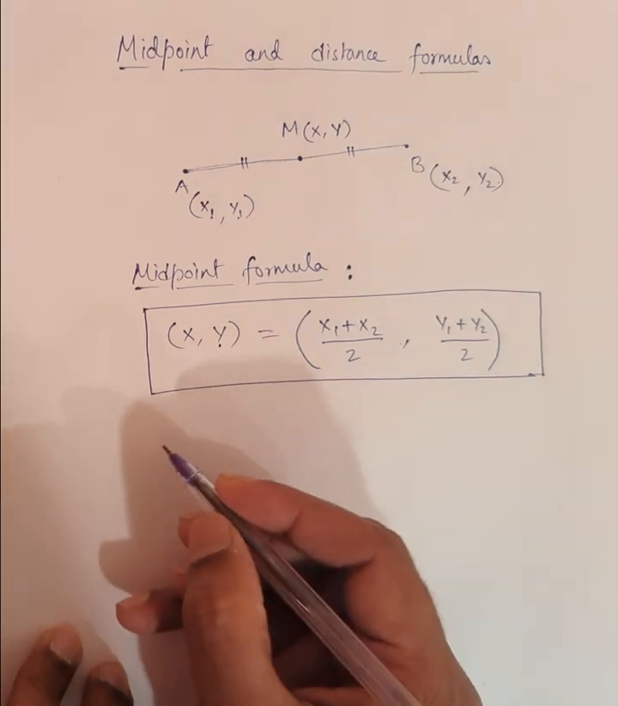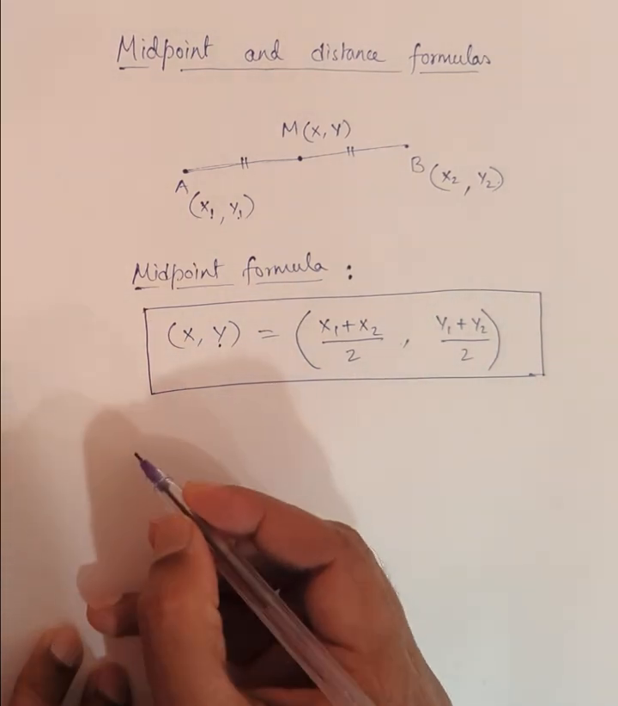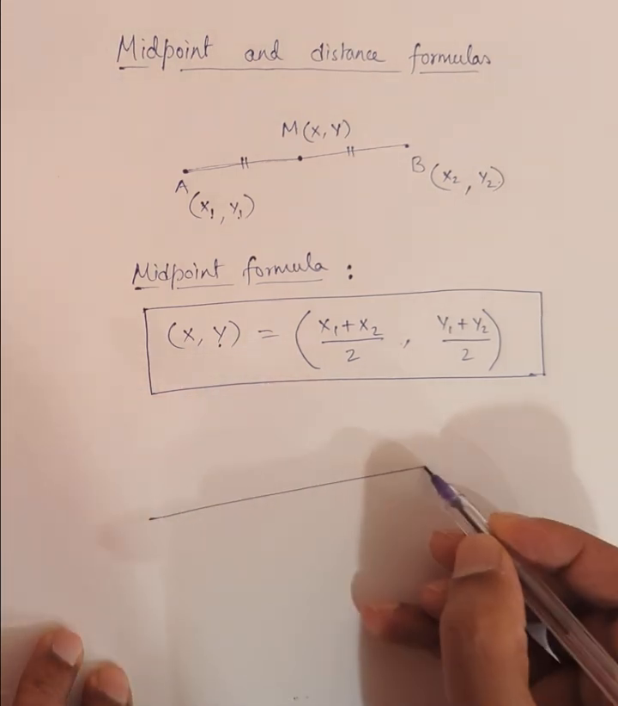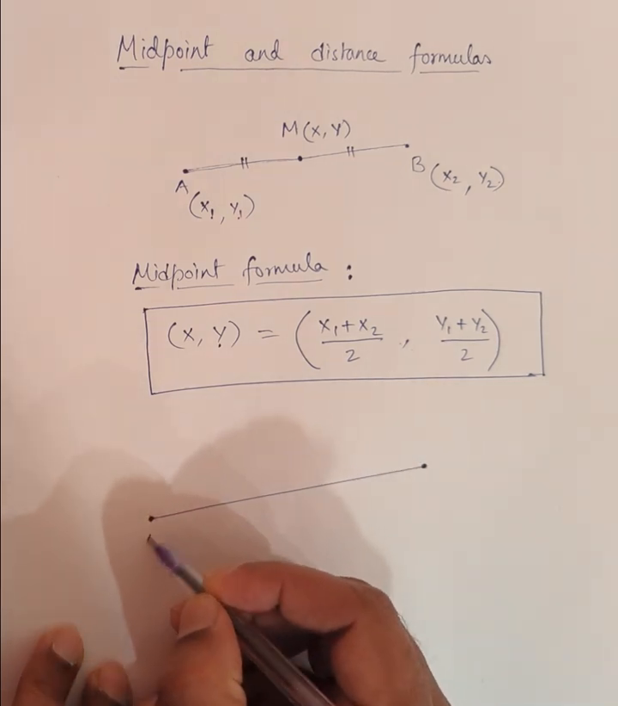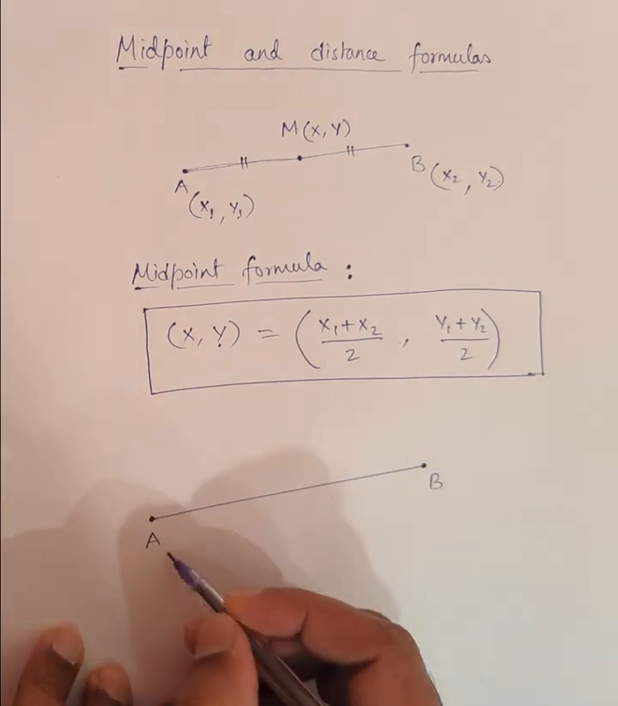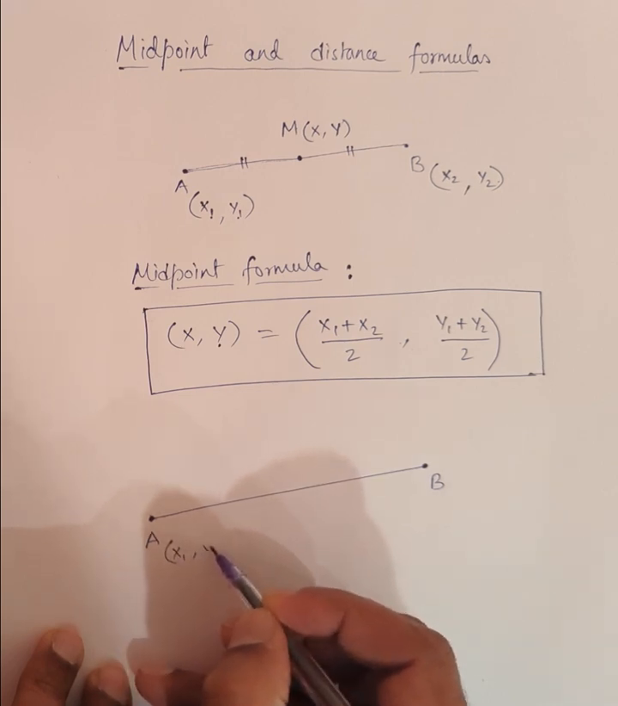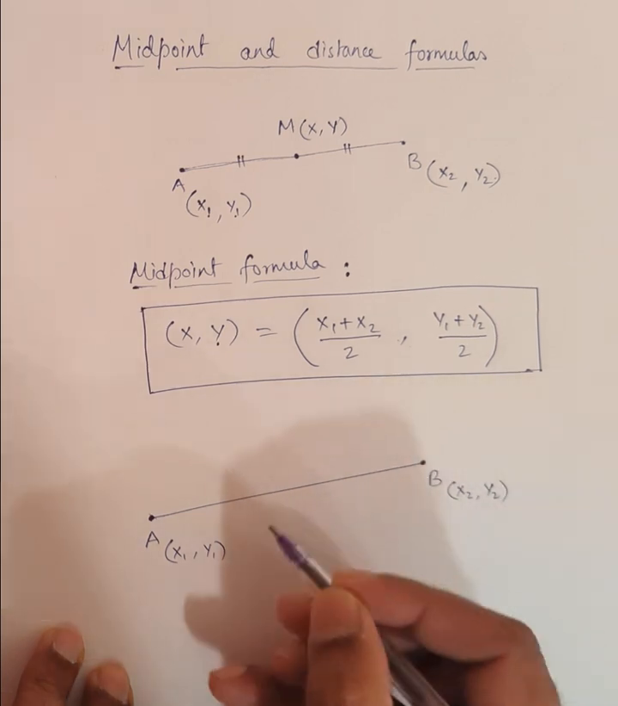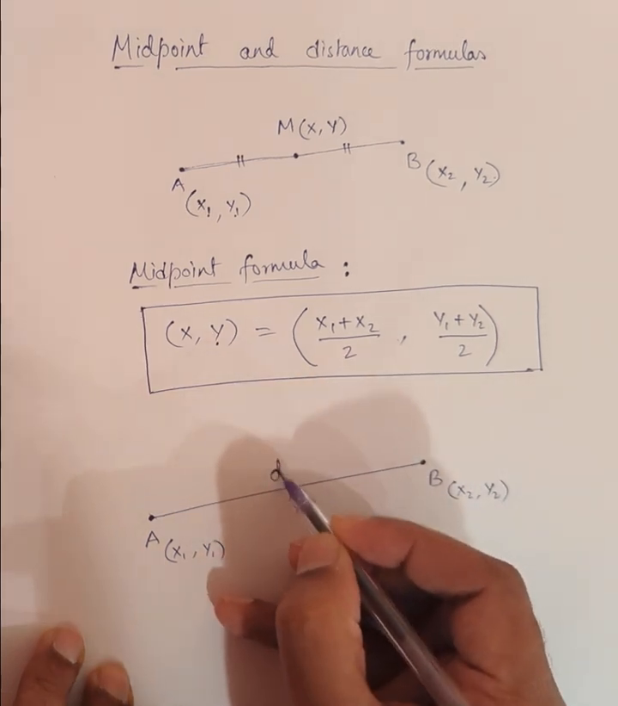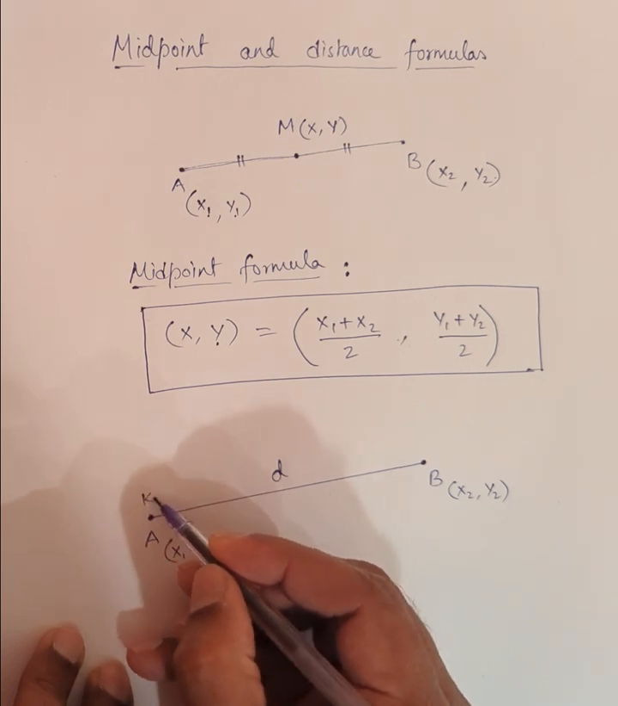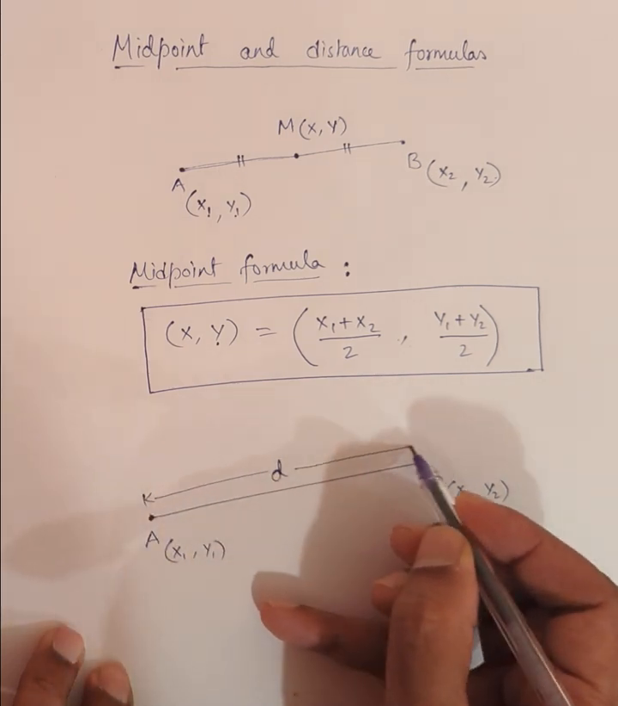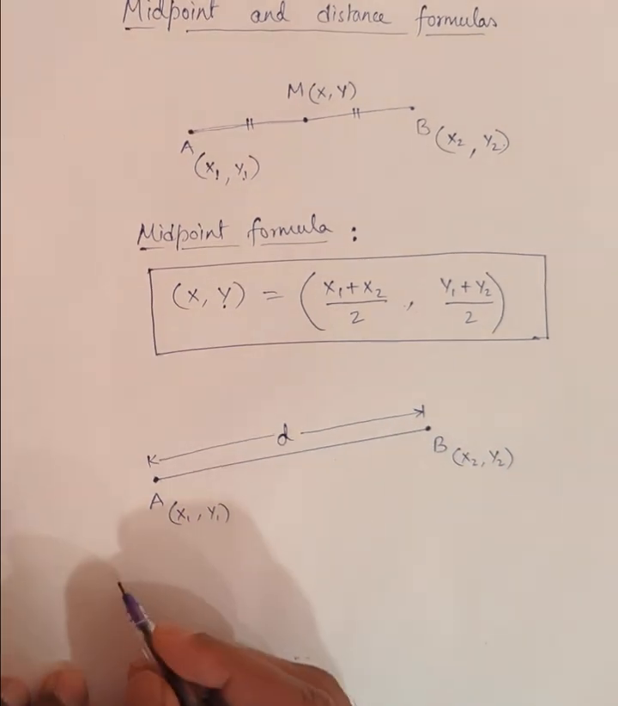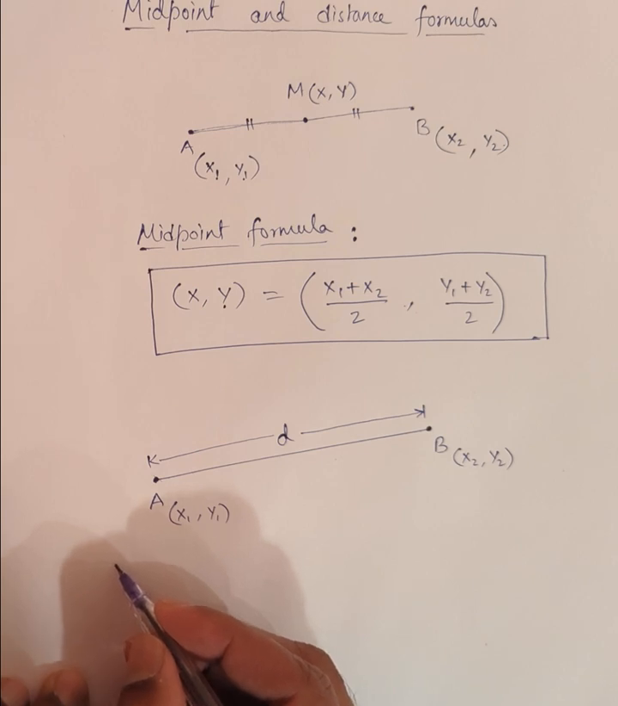Now the other thing you can talk about is how far apart they are. So let's go ahead and redraw that picture of A and B. This time I'm not going to write the midpoint because that's not what we are trying to find. x1, y1 and x2, y2. And you might be interested in knowing the distance between them. So D for distance. For that, I'm going to write the distance formula.